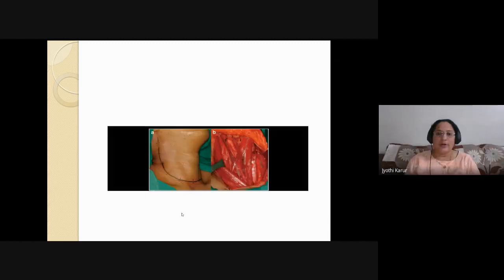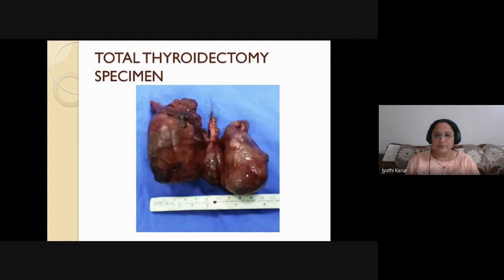Okay, so this is the intra-op picture. This person also has lymphatic involvement. This is the hockey stick incision. Along with the thyroidectomy, they have cleared the lymph nodes also. This is the total thyroidectomy specimen with isthmus and both lobes removed.